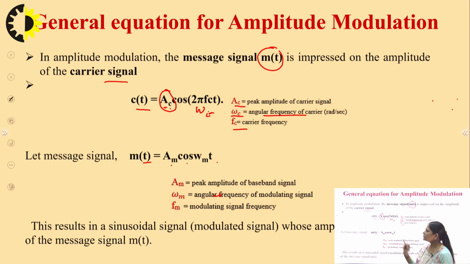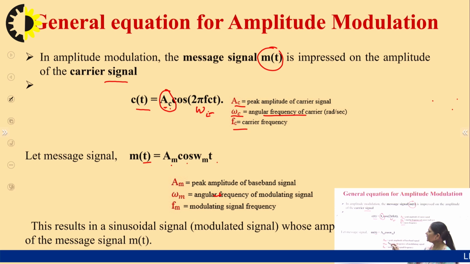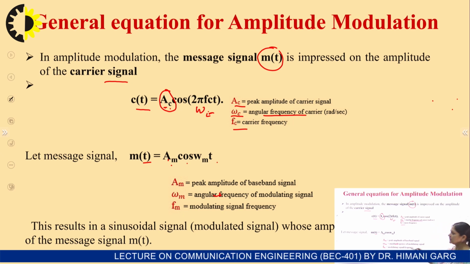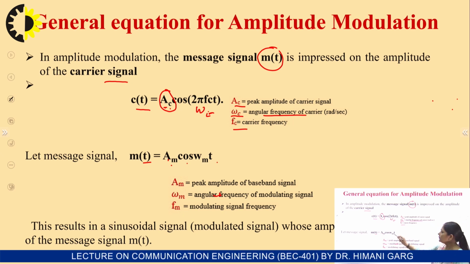In the message signal, Am cos omega m t, Am is the peak amplitude of the baseband signal. Before modulation, we call this signal the baseband signal. Omega m is the angular frequency of the modulating signal, which is why it is written as omega m. Fm is the modulating signal frequency. So this is the message signal.